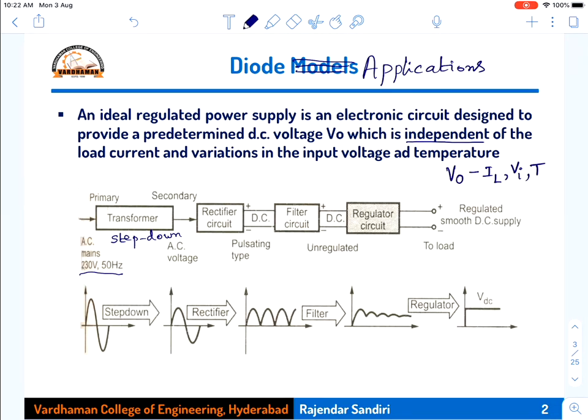Now once this low AC voltage is obtained at the secondary of the transformer, we give that voltage as an input to the rectifier circuit. The rectifier circuit consists of diodes. So the diode is acting like a rectifier.